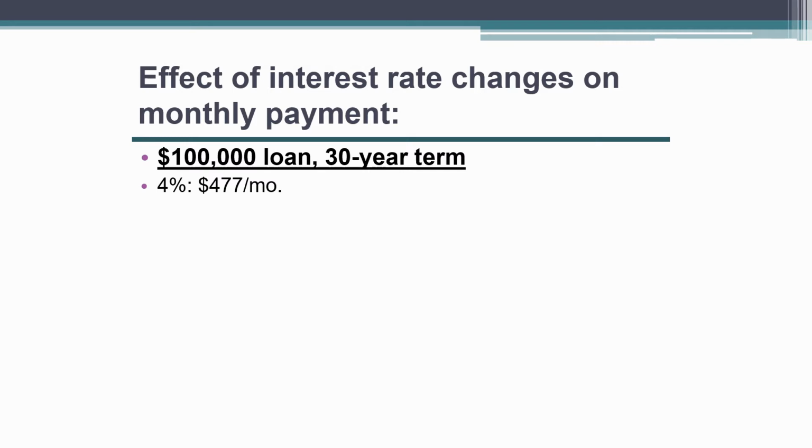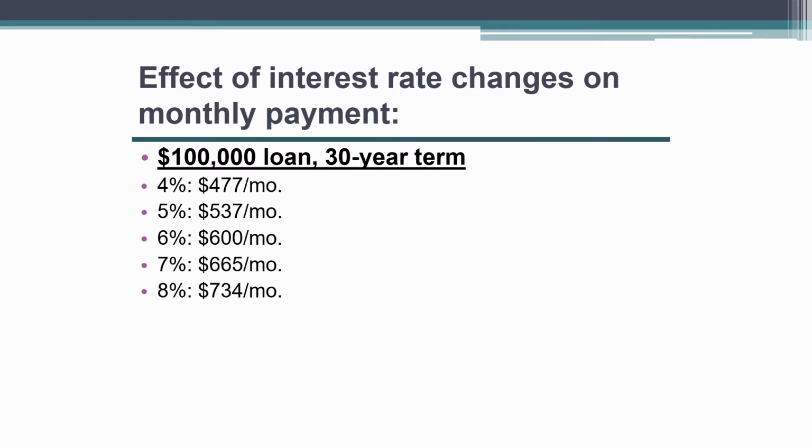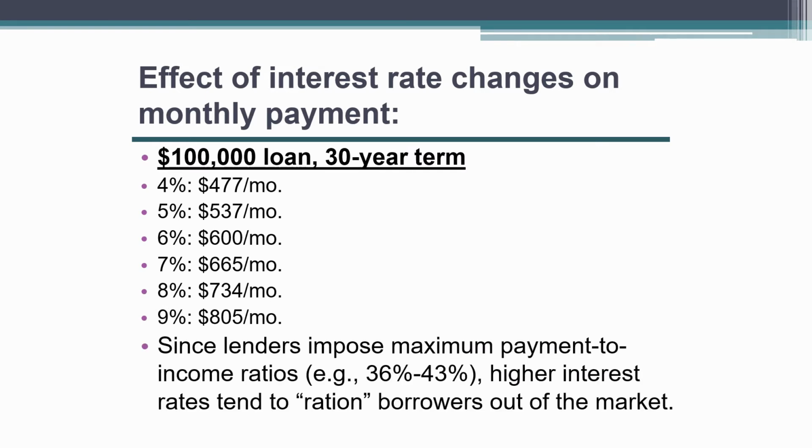If our interest rate were 4%, the payment would be only $477 a month. At 5%, it would be $537 a month. At 6%, as we've already said, it would be $600 a month. At 7%, $665 a month. At 8%, $734 a month. At 9%, $805 per month.